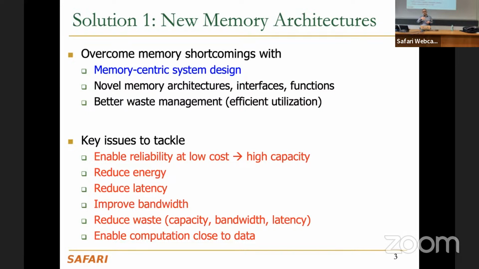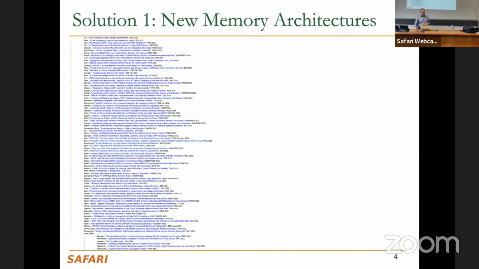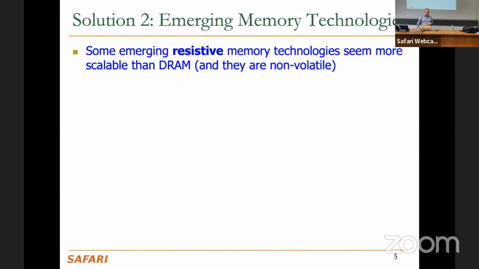And that can actually solve some of the push for more scaling. Because one reason to do more scaling is to provide capacity, provide density. But sometimes by using compression, with the same capacity, you can store, let's say, 4 times larger data. These are some works that we have also discussed in the past weeks. But now we want to focus on solution 2, which is emerging memory technologies.